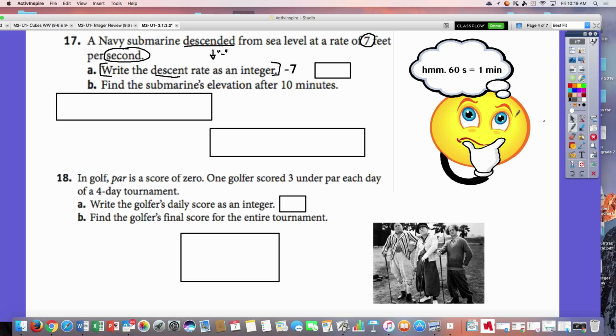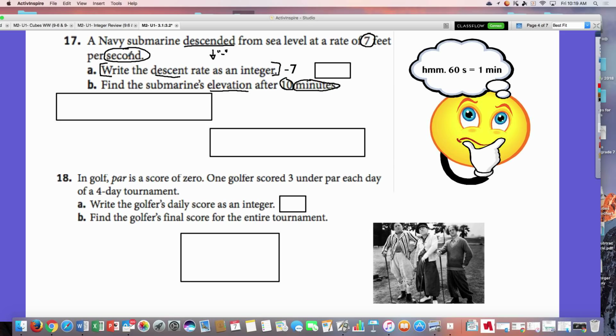Now let's dissect this question. Let's cube it. Find the submarine's elevation for 10 minutes. Well, wait a minute. They gave it to us in seconds. I got my thinking guy over here. 60 seconds equals 1 minute. So to figure out how many seconds in 10 minutes, what would I do? Press pause when I say bacon. See if you can work this problem out, and then come back and I'll show you the answer.